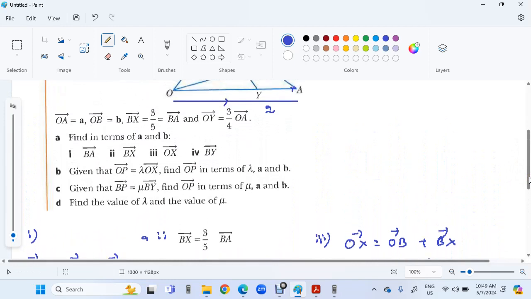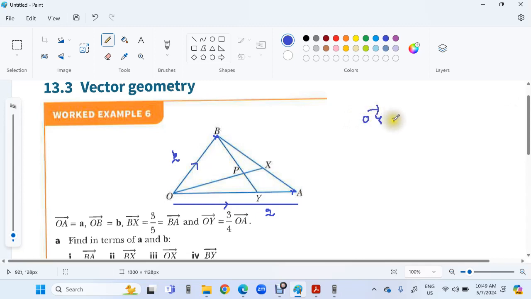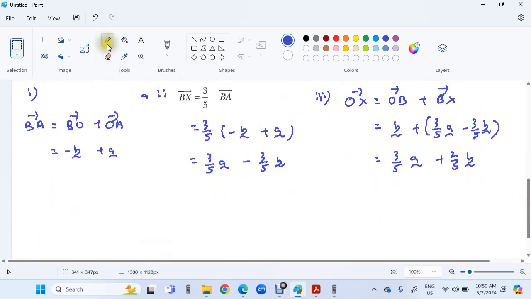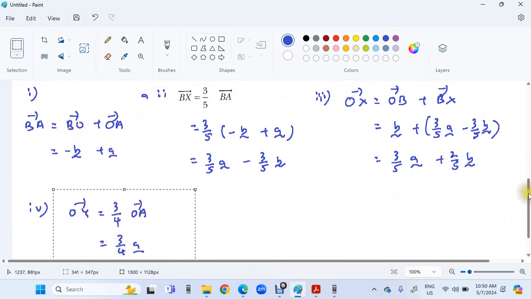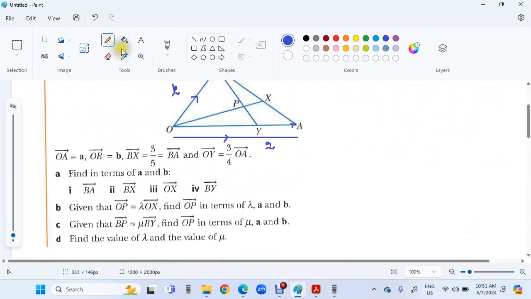And then number 4, we want BY. We know that OY, from O to Y, is 3 over 4 of OA, and OA is A. So for BY, we go from B to O, then O to Y. B to O is negative B, and O to Y is 3 over 4 A. So this one is A number 4: BY is negative B plus 3 over 4 A.